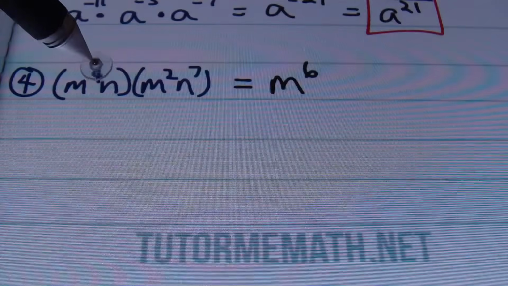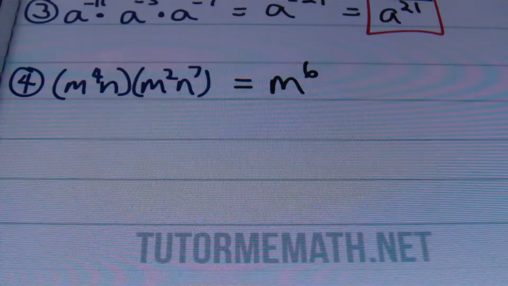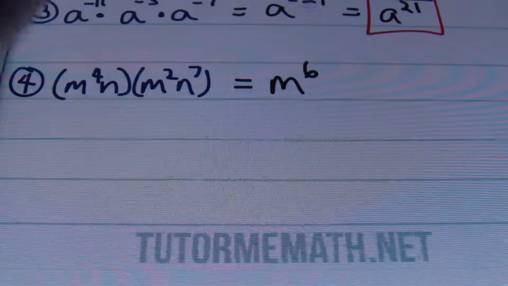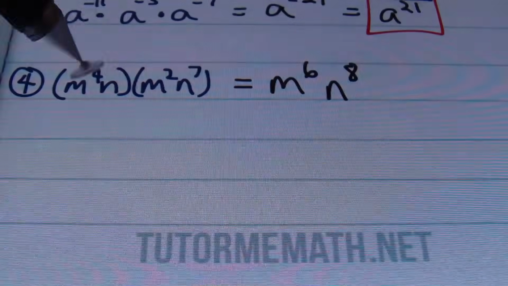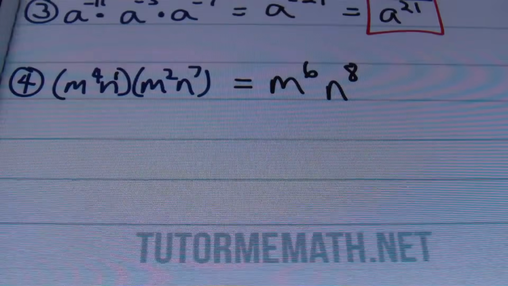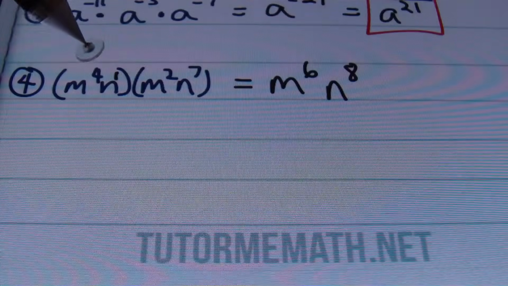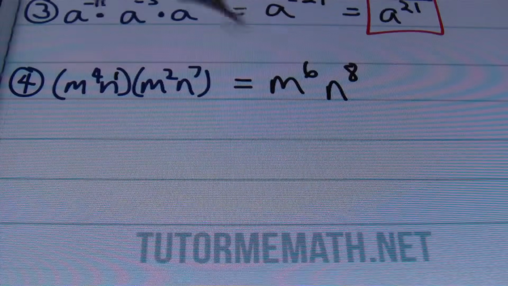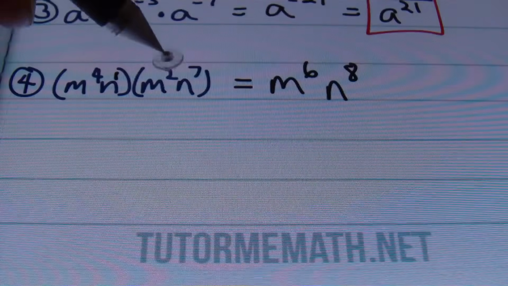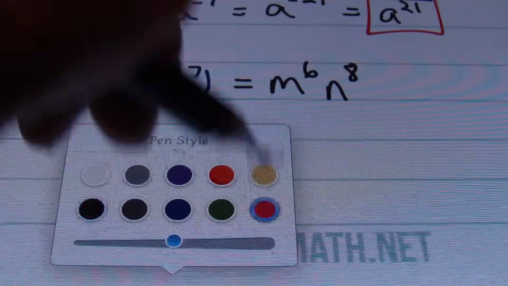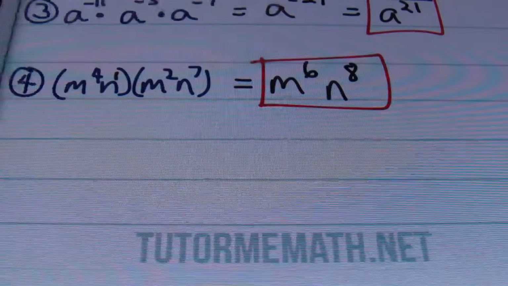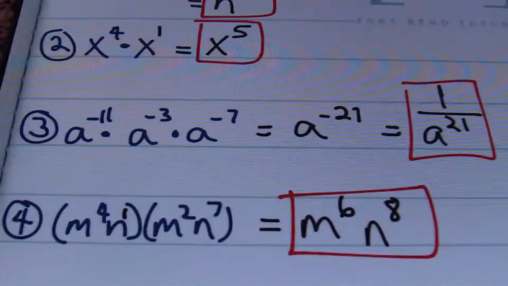Then multiplying n, which is to the 1st power by the way, times n to the 7th power, you'll end up with n to the 8th power. Recall that this n has an exponent of 1. So I said m to the 4th power, m to the 2nd power, 4 plus 2 gave me 6, n to the 1st power times n to the 7th power, 1 plus 7 gave me 8. And this is the answer to that problem, ladies and gentlemen. That's it for problem number 4 on this page.